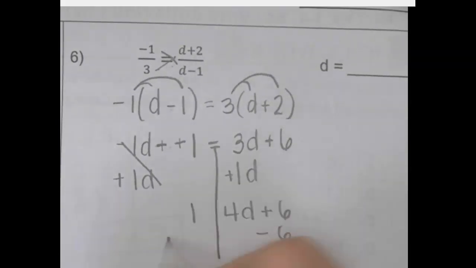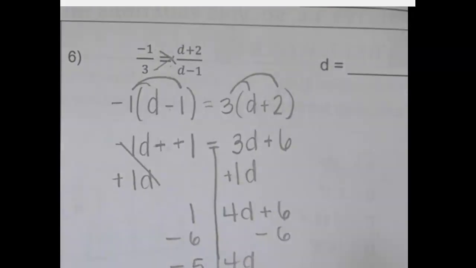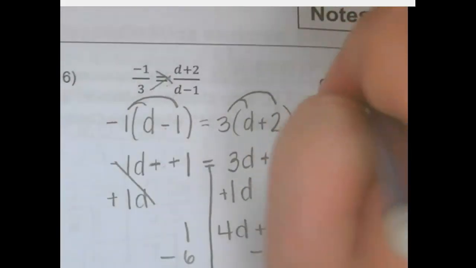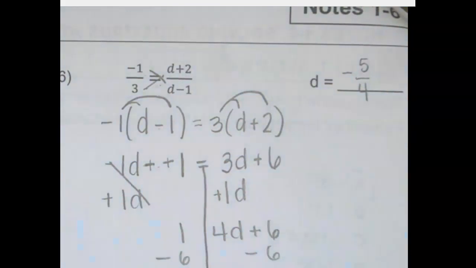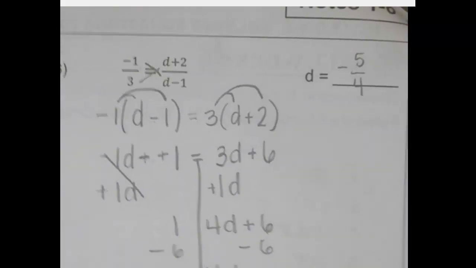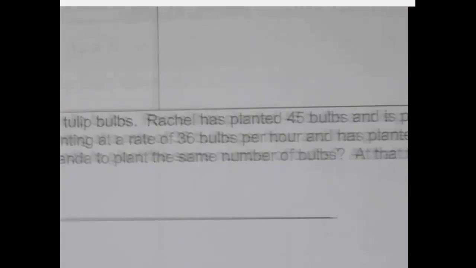Subtract 6 from both sides. Divide both sides by 4. And I'm left with negative 5/4, or negative 1.25, but I'm going to keep it as an improper fraction because I'm not going to do more work than I have to. All right, questions on 6? All right, let's look at number 7 together.